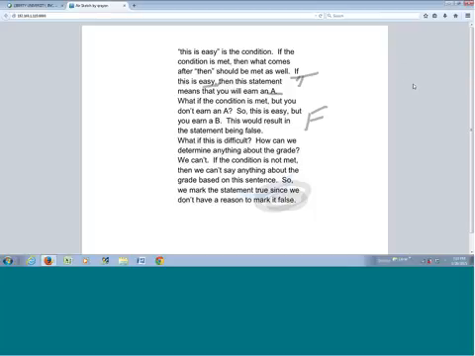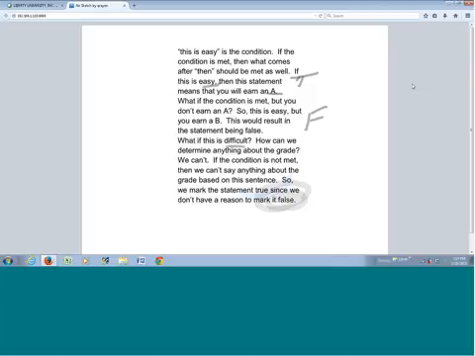Okay, so we're talking about the conditional, where if it's easy, then you will earn an A. So if it's easy and you earn an A, that statement is true. But what if it's easy and you earn a B? Then that would be false. That would be a false situation. So if you have it's easy and you earn an A, it's true. If it's easy and you don't earn an A, then the original statement is false.